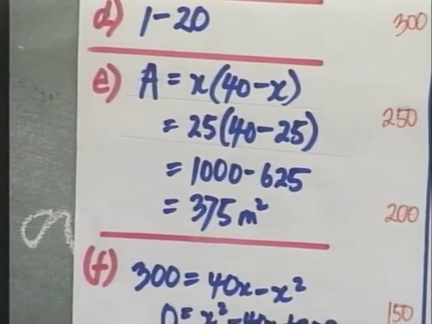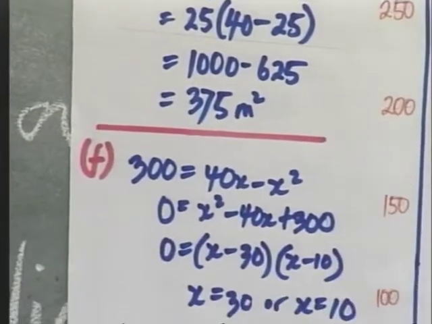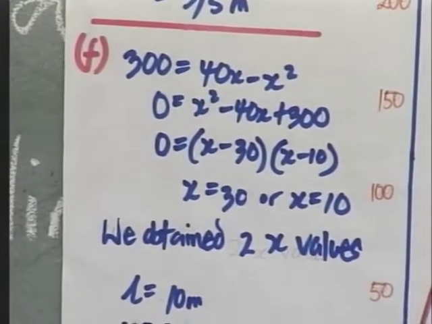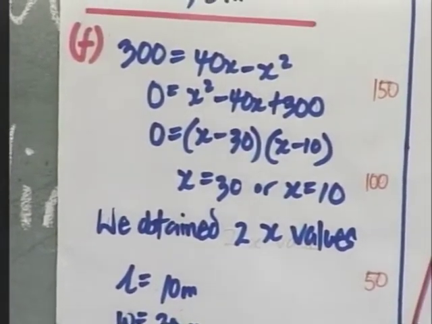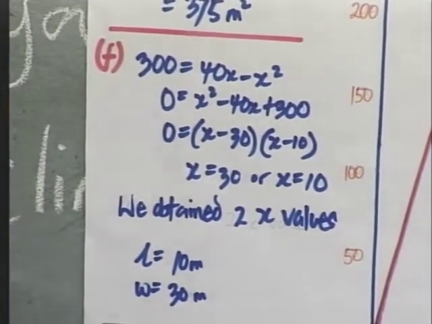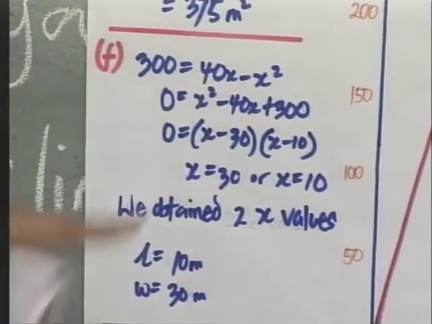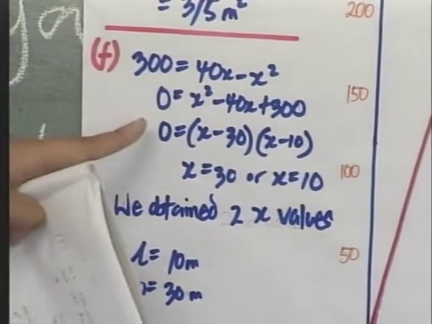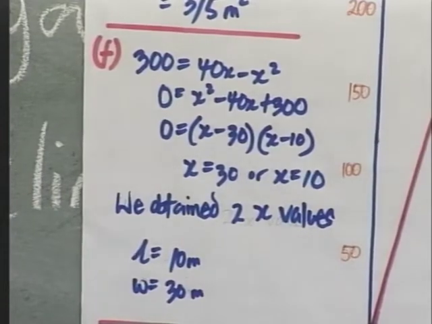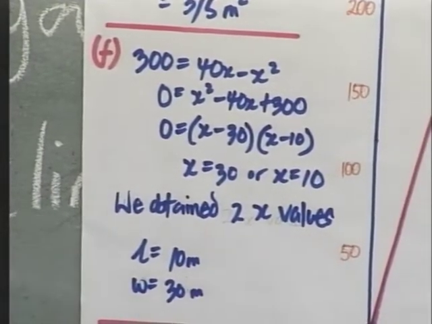For F, it reads, find the value of x when A is 300. When the area is 300, we substitute into the formula again. We obtain two x values. x is either 30 or x is equal to 10.